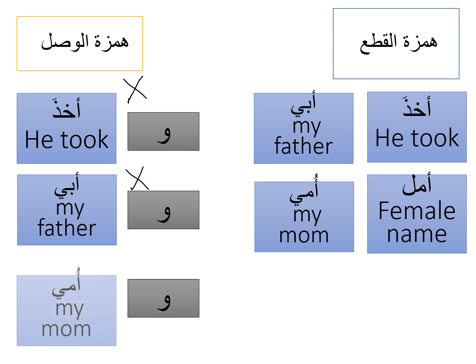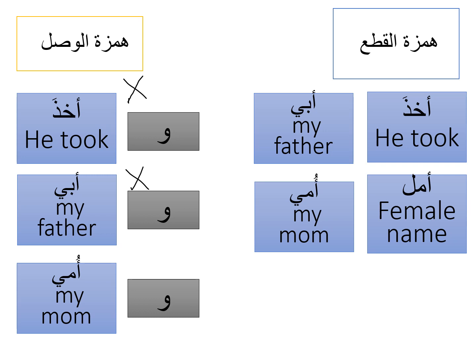Again, let's do waw with ummi. Wammi, the word is ummi. Can I say wammi? We can't. I have to say wa ummi, and my mom. Then all of them are not Hamzat Wasl. All of them should take Hamza: وأخذ, وأبي, وأمي. So the second you think you cannot pronounce it without Hamza, then it's Qata'. If you think you can pronounce the word without Hamza, then it's Wasl. We call it Hamzat Wasl.